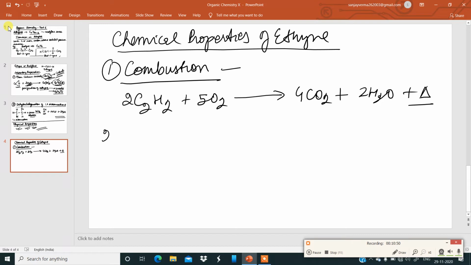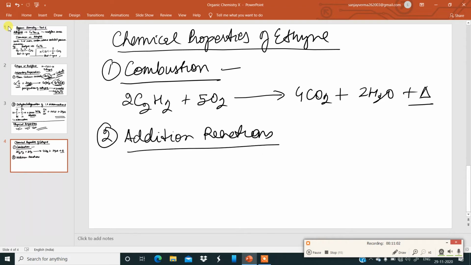The second chemical property which ethyne undergoes is addition reactions. Now, under addition reactions, remember ethyne, just because it has a carbon-carbon triple bond, the triple bond can be broken down into double and double can be broken down into single. That is why it can easily undergo addition reactions. Addition reactions are characteristics of unsaturated hydrocarbons.